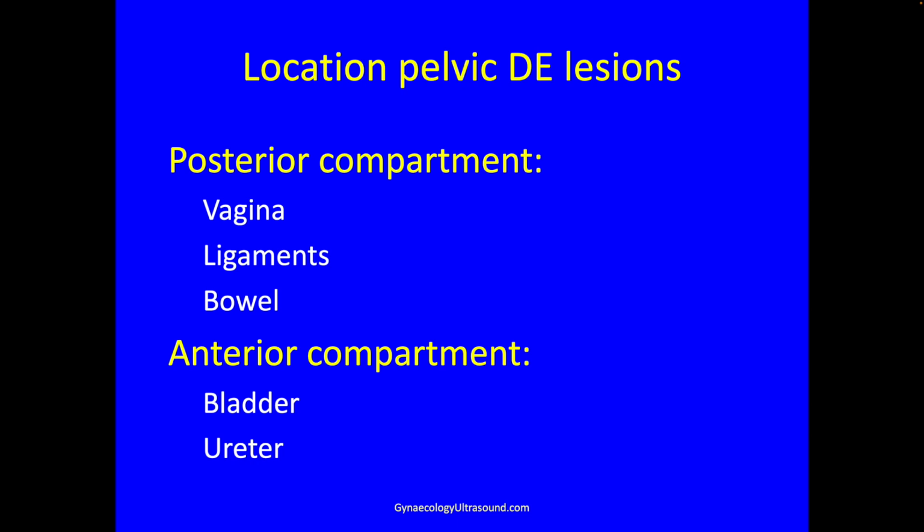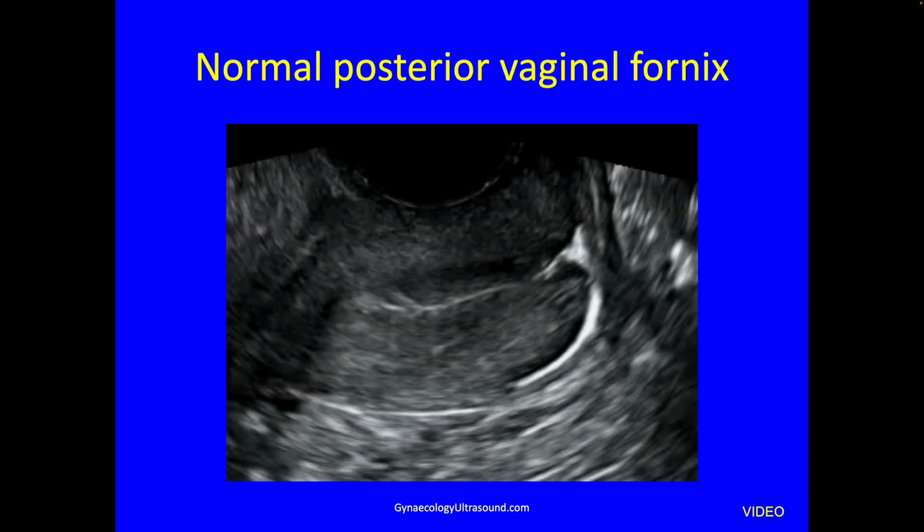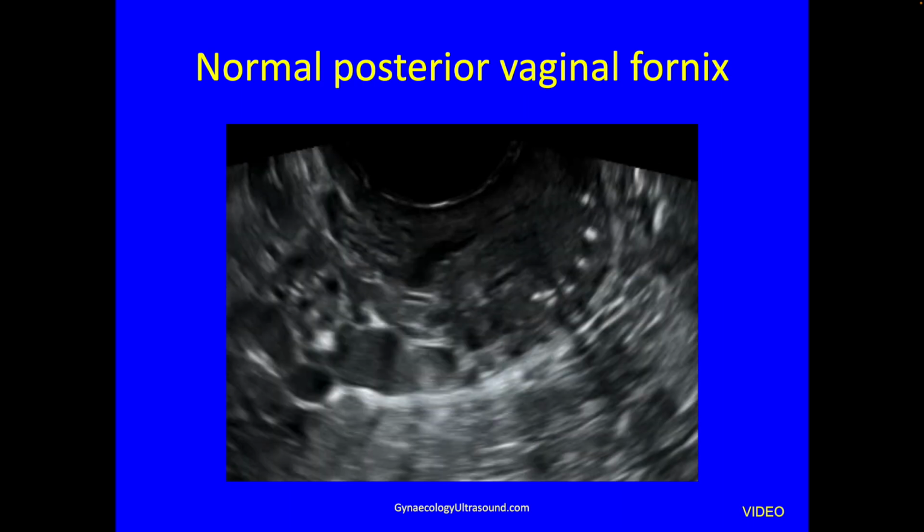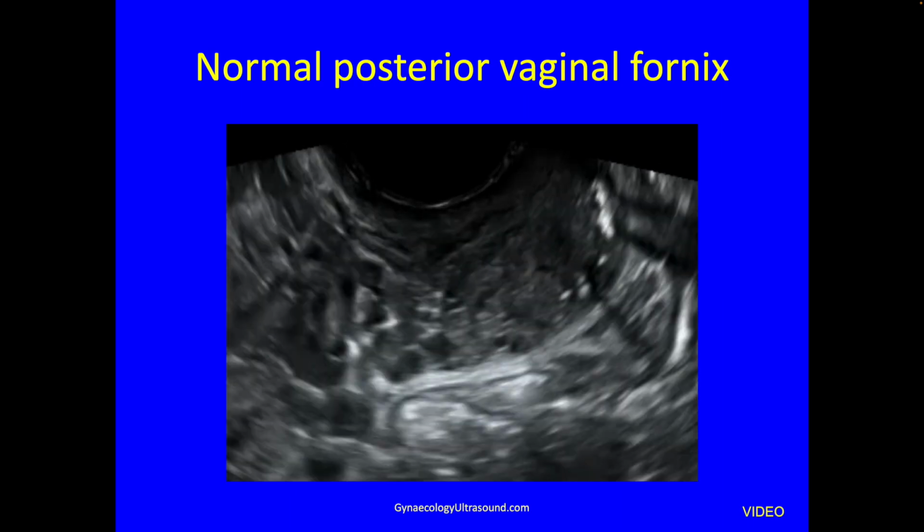So starting with the posterior compartment, I just divided into 3 layers. It's easier: vagina, ligaments, bowel. Vagina. This is a normal posterior vaginal fornix. So this is the cervix, external os, cervical canal, internal os. And you can see the outline of the posterior lip of the cervix nicely because there's a little bit of discharge there. At this level, we've got the internal os and therefore the torus there. And I'm just going to, in this longitudinal plane, slightly go from side to side, showing you a normal posterior fornix.